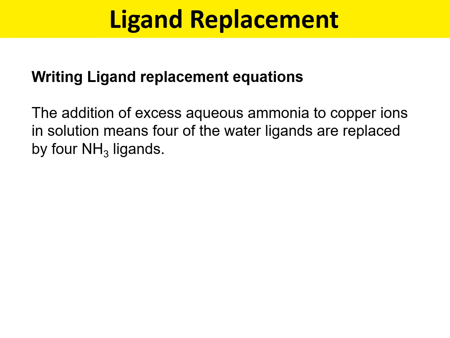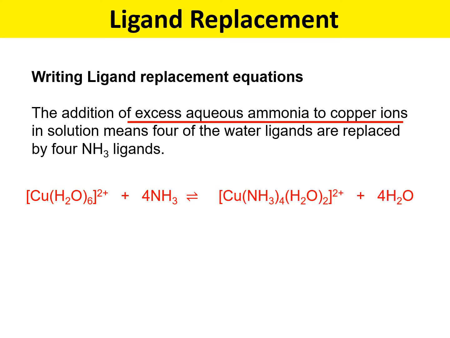Let's look at how we write a ligand replacement equation. This equation we're going to look at is the addition of ammonia to copper ions in solution. Copper ions in solution are hexaaqua copper ions, and we've met those previously. We're going to substitute 4 of the water ligands with ammonia ligands, and we form an ammonia and water complex, and we've displaced 4 water molecules.